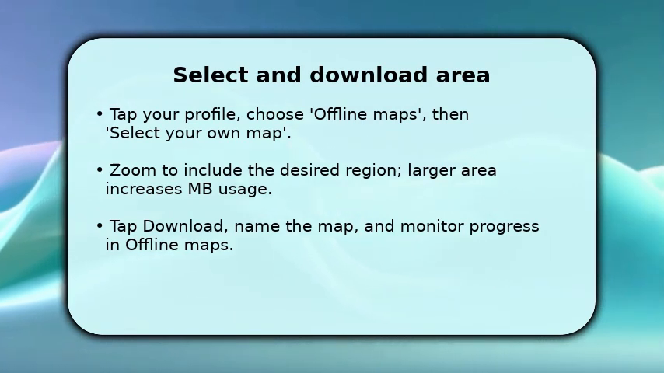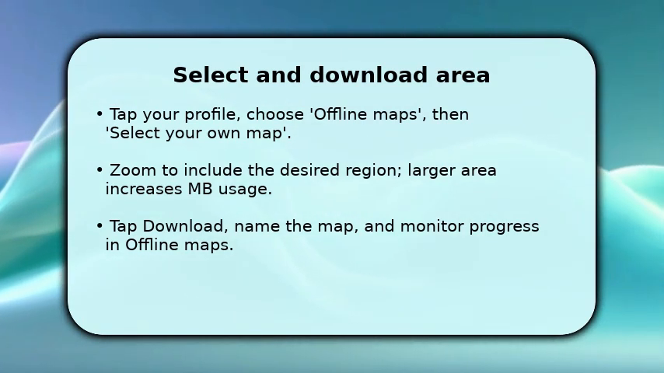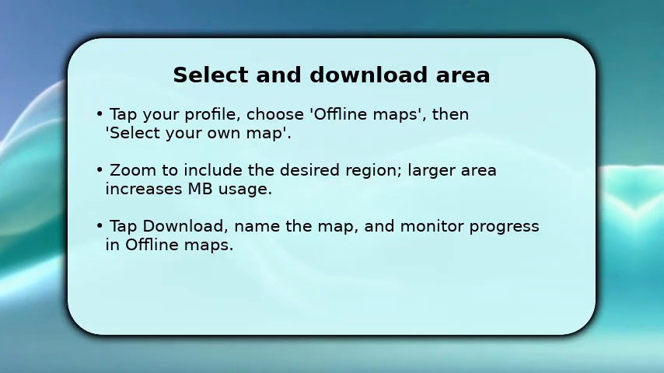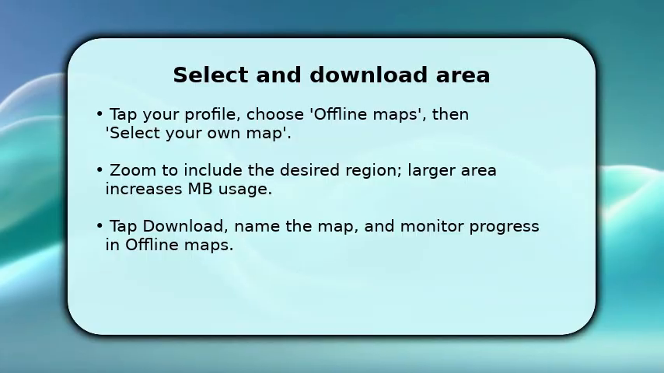Tap your profile icon, open Offline Maps, and select Choose Your Own Map. Zoom and move the frame to cover the streets, towns, or routes you'll need. Note that bigger areas use more storage.